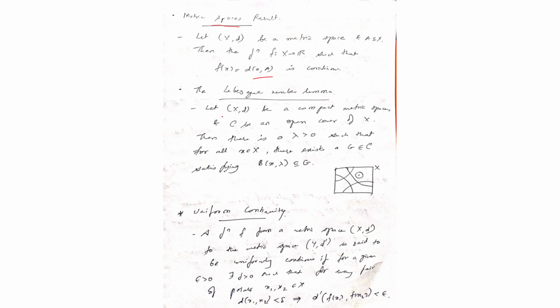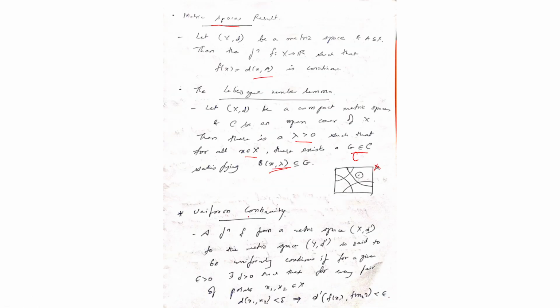Next, there was the Lebesgue number lemma. Let (X, d) be a compact metric space and C be an open cover of X, then there is a lambda greater than 0 such that for all x belonging to X, there exists a G belonging to the cover C satisfying B(x, lambda) a subset of G. It means that there will exist a lambda greater than 0 such that for every x, the ball with center x and radius lambda will be a subset of some G. So this is all about the Lebesgue number lemma.